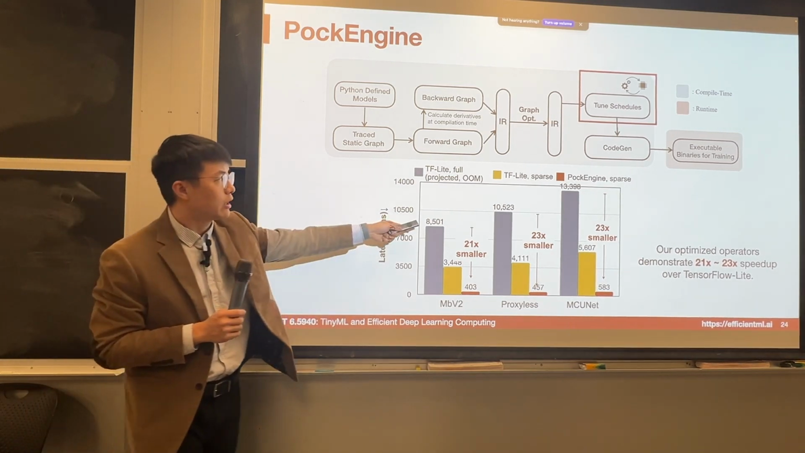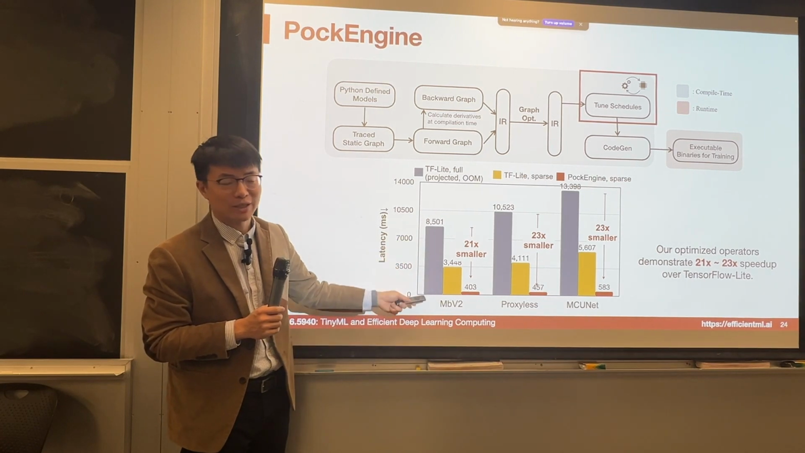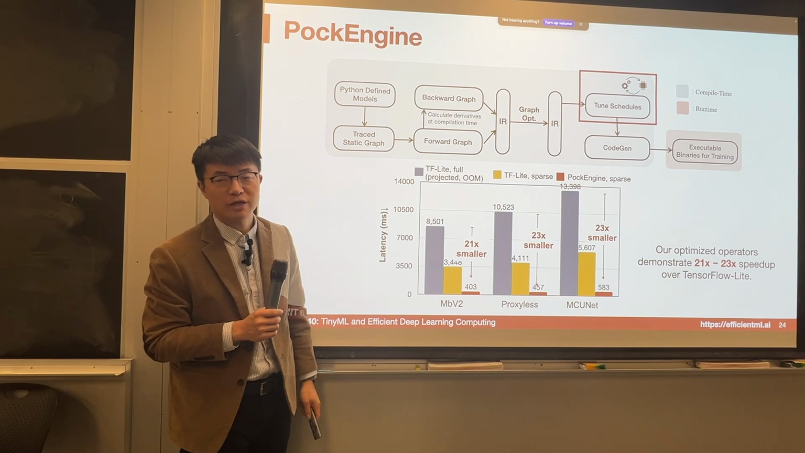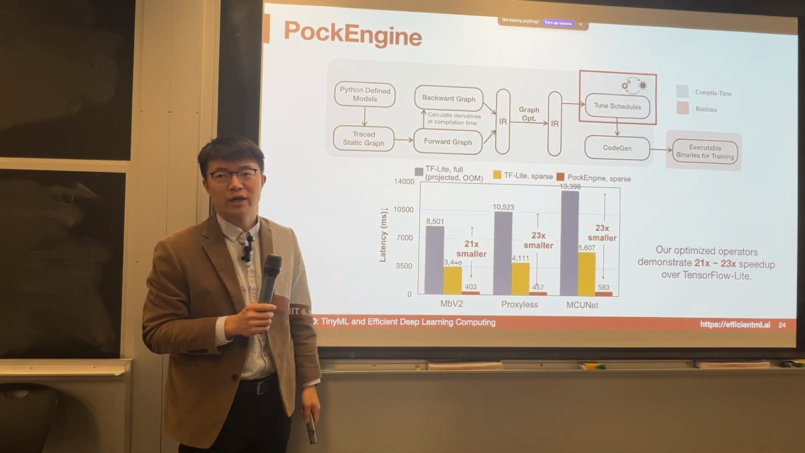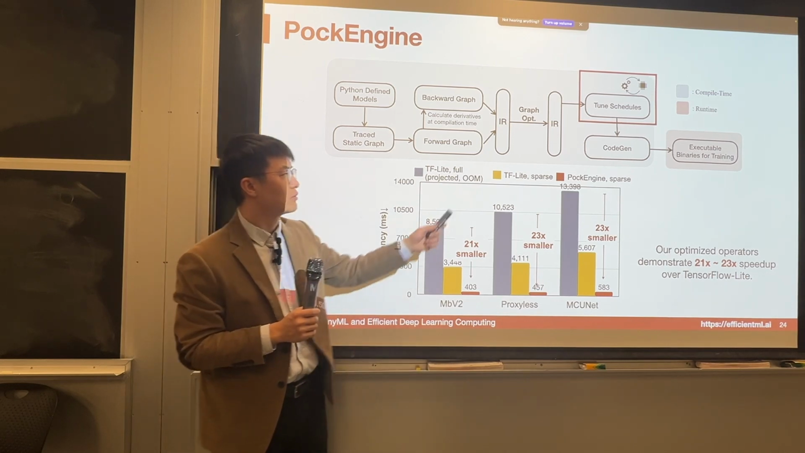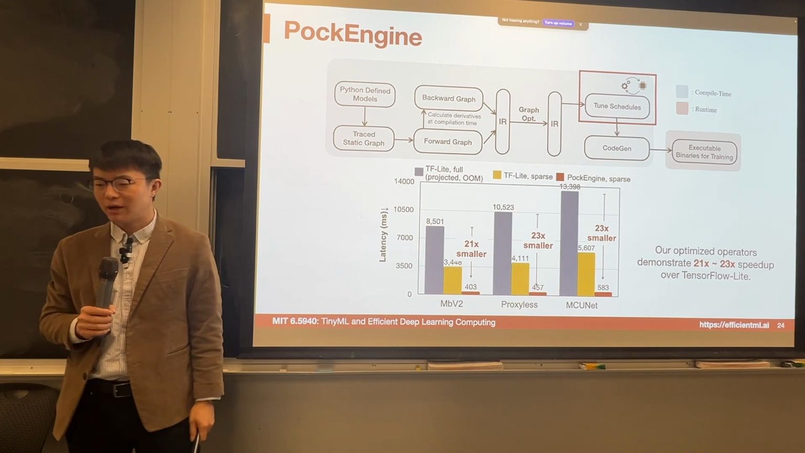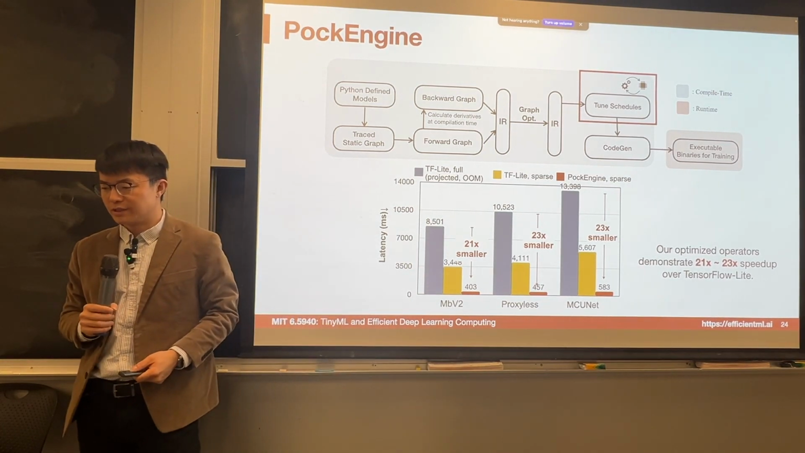So the original part is in blue, the TensorFlow Lite with a full update, and the yellow part is the TensorFlow Lite sparse update. By applying sparsity, you can already get a more than 2x speedup. And together with the PockEngine, including all these compiler techniques, you can get a pretty significant improvement.